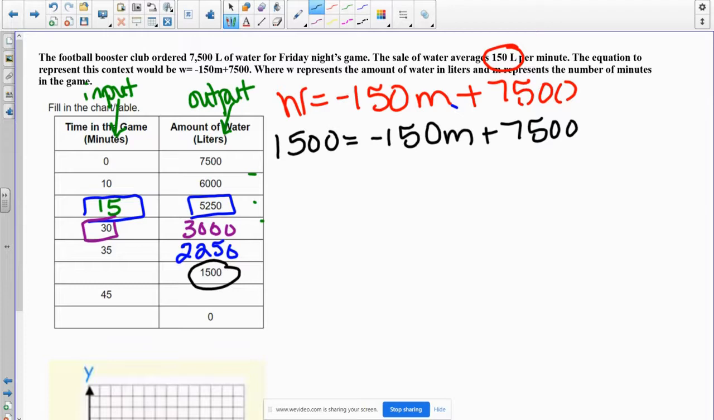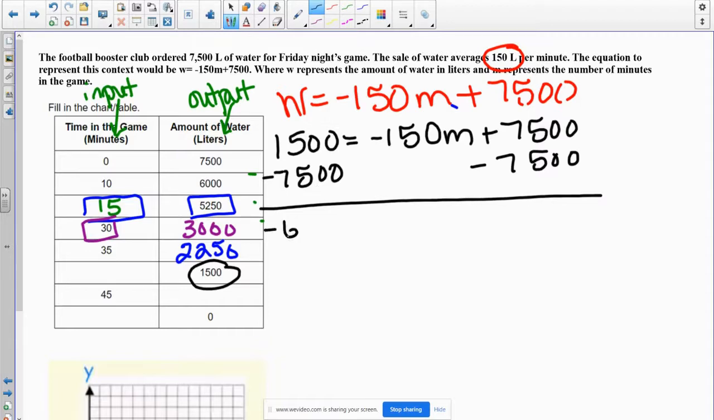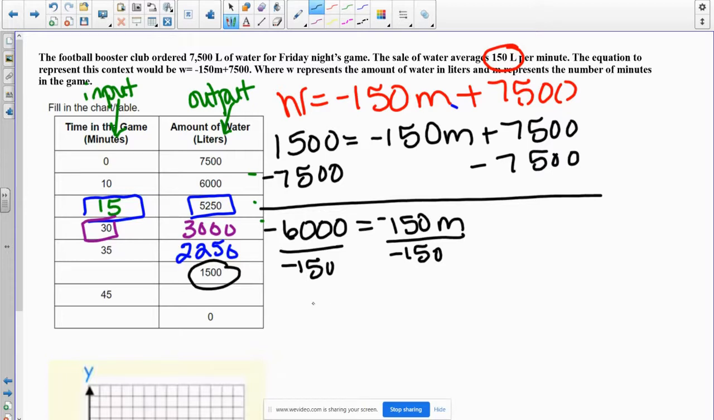So this is where we have to do our inverse operation, solve it algebraically. So we're going to subtract first, which leaves us with negative 6,000 equals negative 150 m. And remember, the inverse of this is multiplication here because it's negative 150 times the number of minutes. We're going to divide. So 6,000 divided by 150 leaves us with 40 minutes, which looks like it's a great plan.